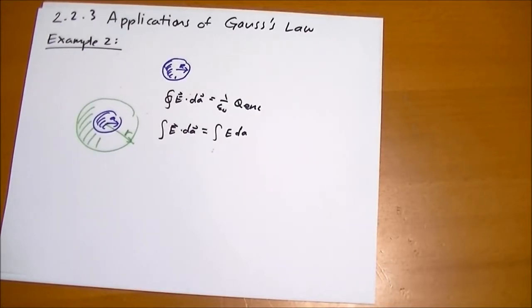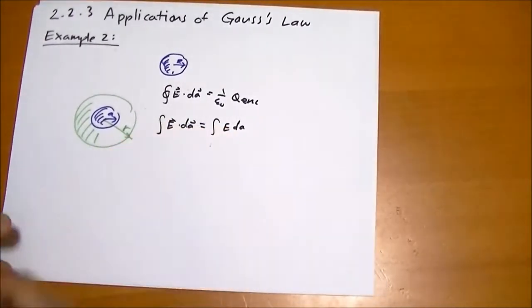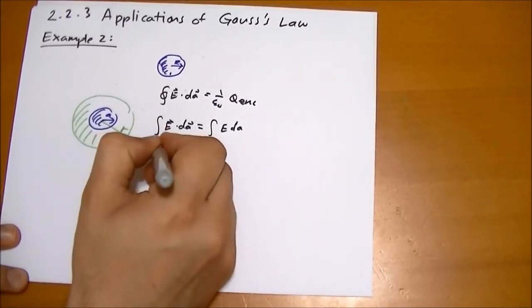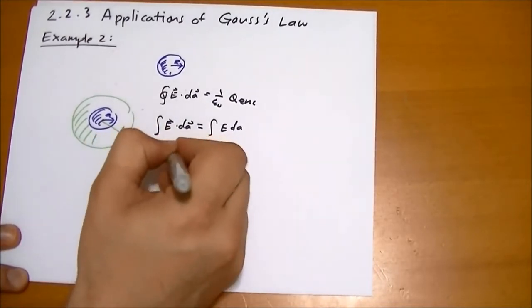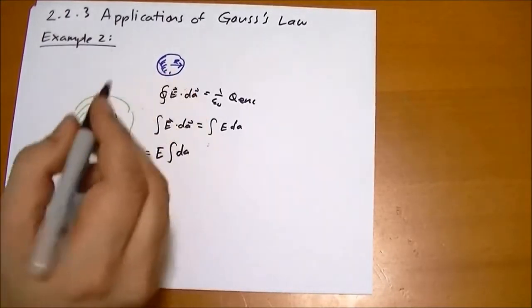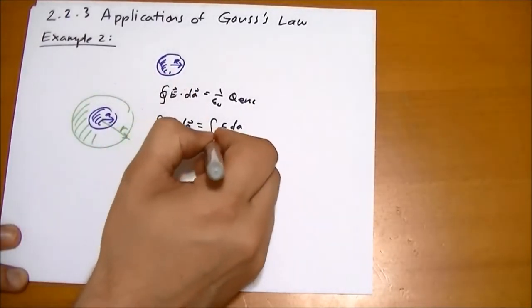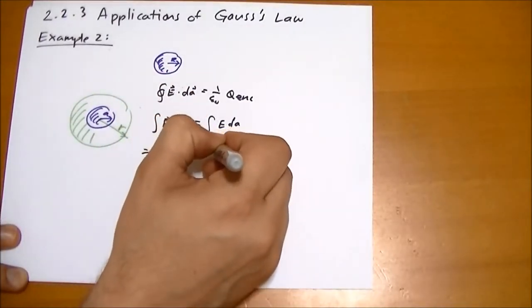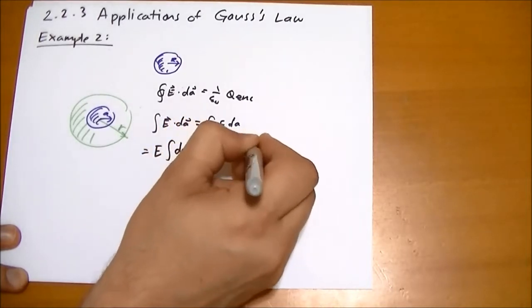So what do we get out of this? Well, the E is going to be constant, so we can pull that out of the integral. That's equal to E, which is constant, times the integral of dA. Well, what's the surface area of a sphere of radius r? It's just E times 4 pi r squared.